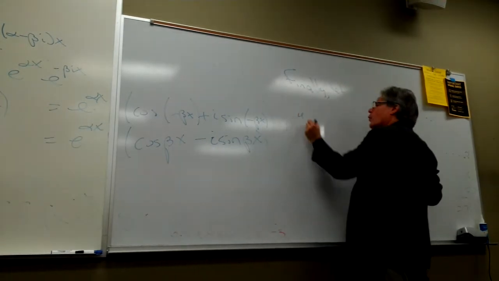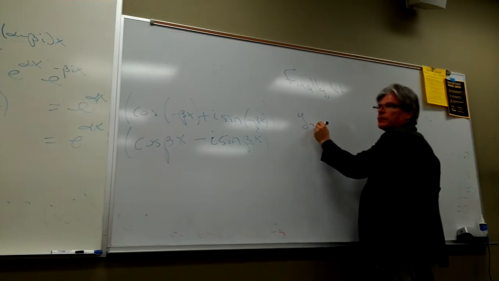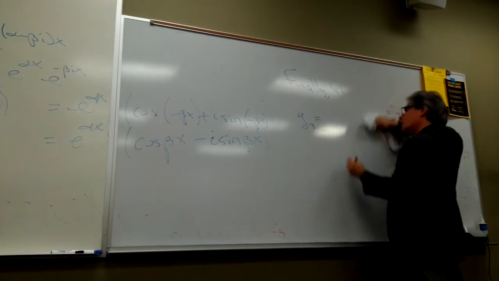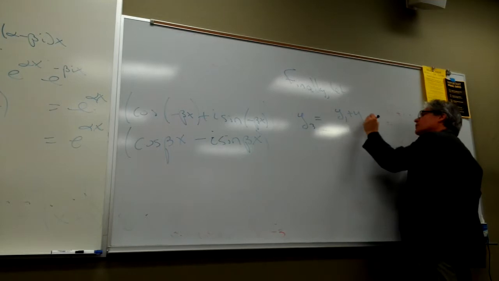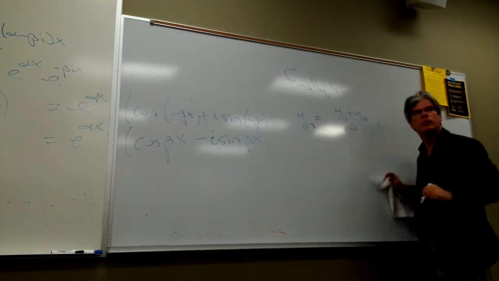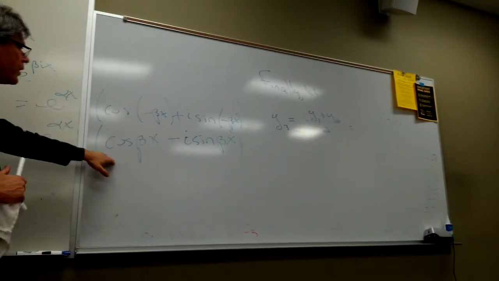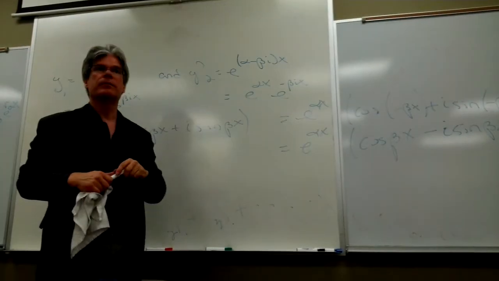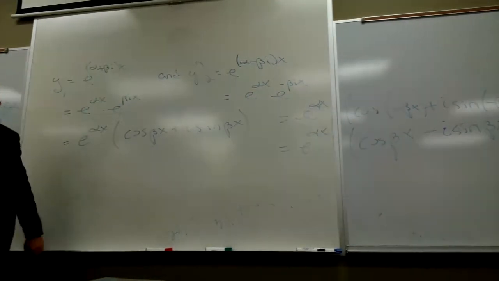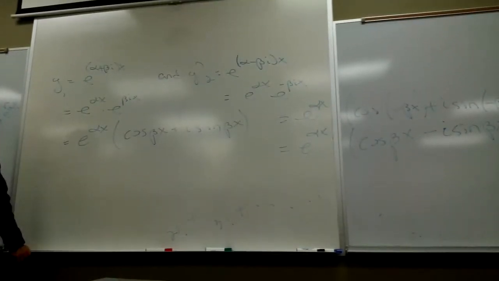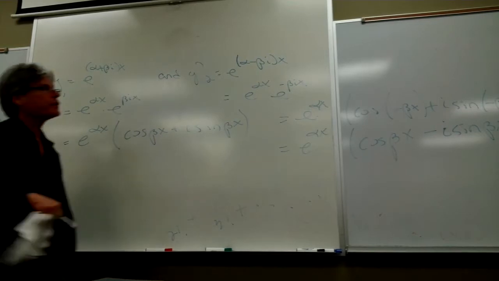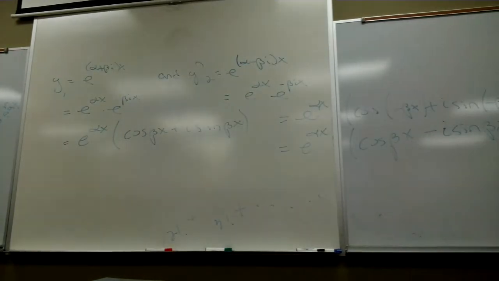Let y sub 3 be equal to y1 plus y2 all over 2. If I do, then when I add this solution to this solution, doesn't the i term cancel out? And I'm merely left with 2 times e to the alpha x times the cosine of beta x, all over 2. Well, now the 2's are going to cancel, and I'm merely left with y sub 3 being equal to e to the alpha x times the cosine of beta x.